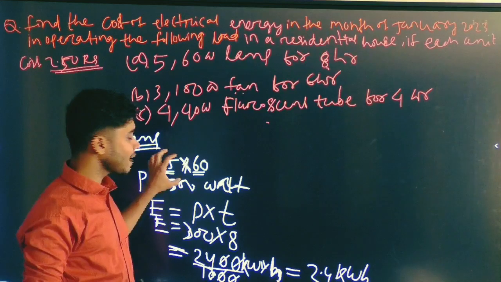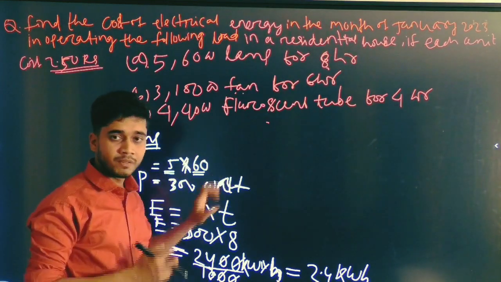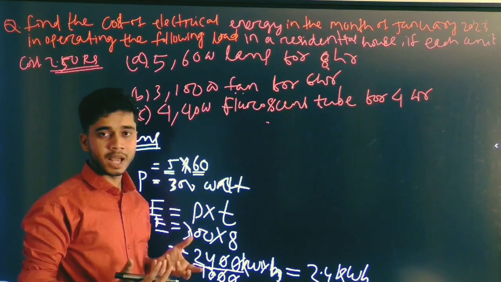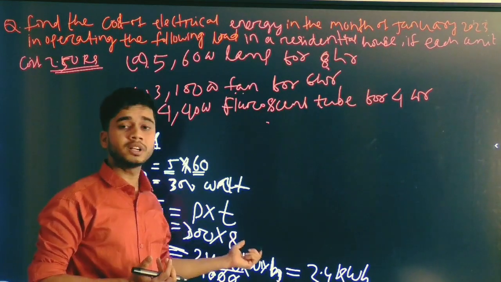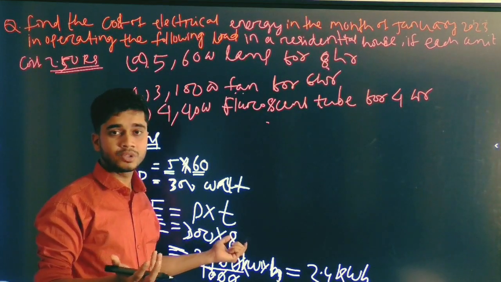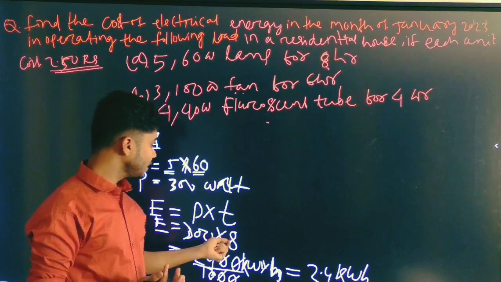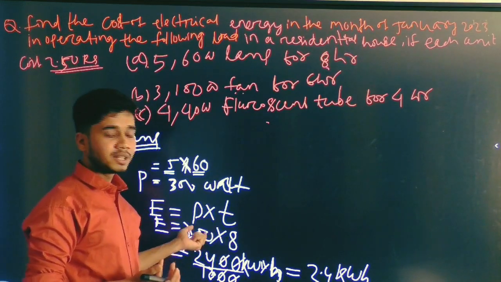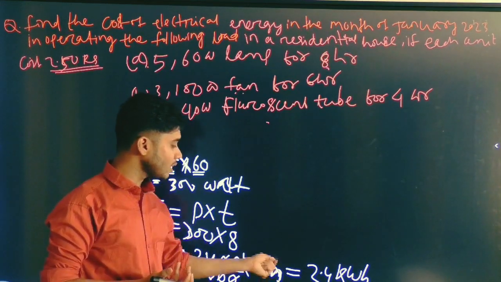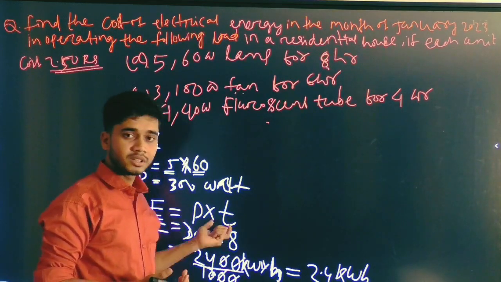There are 5 lamps, each lamp is 60 watt. So the net power consumed by the lamps is 300 watt. But we need to calculate the total energy requirement by the lamps. This can be calculated by multiplying power with time. The power is 300 and the time for which the lamps are connected inside the house is 8 hours. For 8 hours the lamp loads are on. That's why I am multiplying 8 with 300. This is basically 2400 watt hour, but we need to express energy in terms of kilowatt hour. For that we need to divide by 1000 here. So I am dividing by 1000.